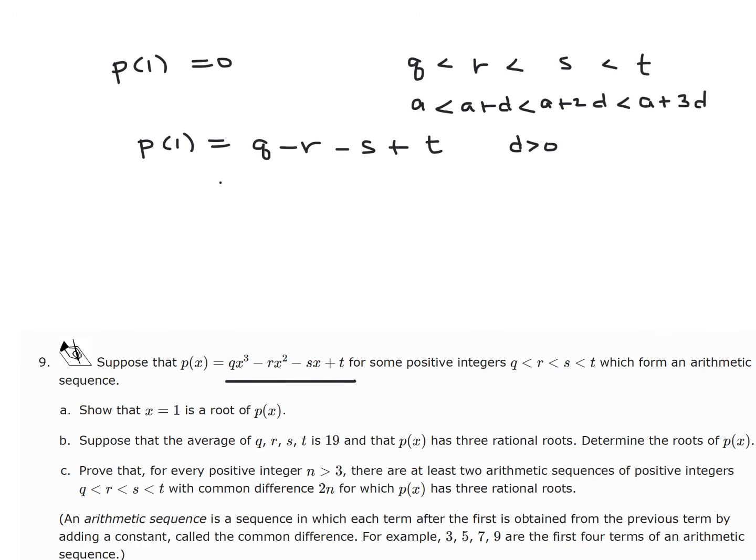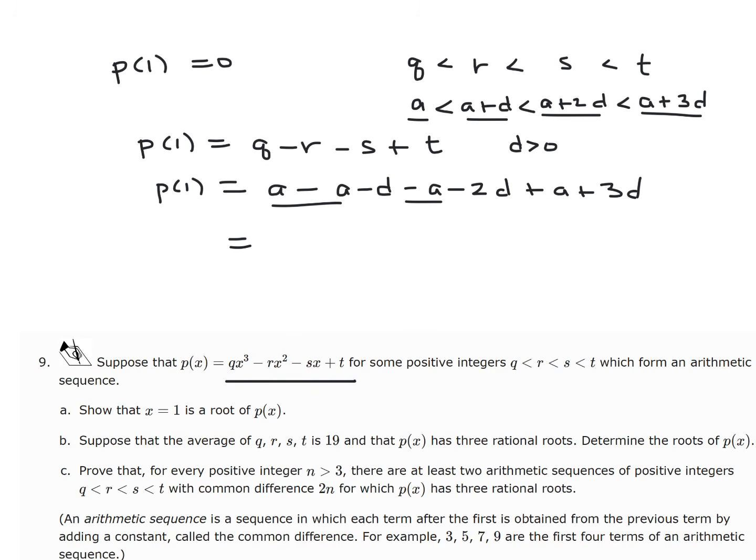And then now let's plug in for each of these guys, these values. So p at 1 would therefore be q, which is a, minus a plus d, minus a plus 2d, plus a plus 3d, correct? So we have a plus a, so the a's cancel. And minus d minus 2d is minus 3d plus 3d is 0. So there we go. We just showed that p at 1 is 0, therefore 1 is a root. X equals 1 is a root.